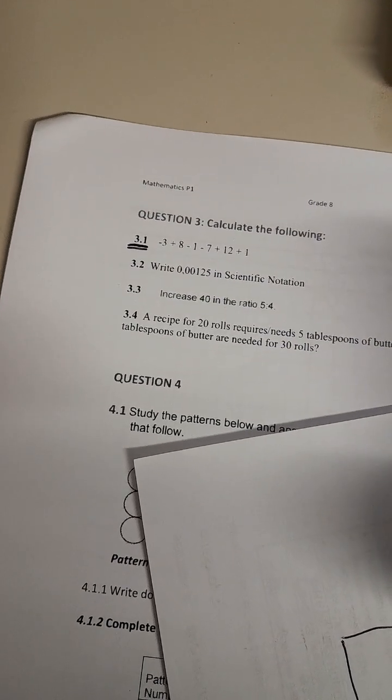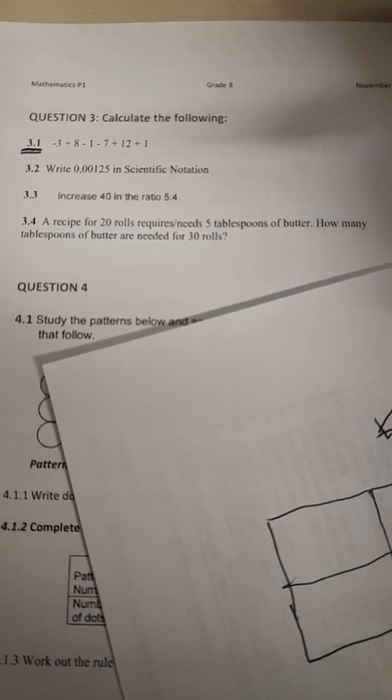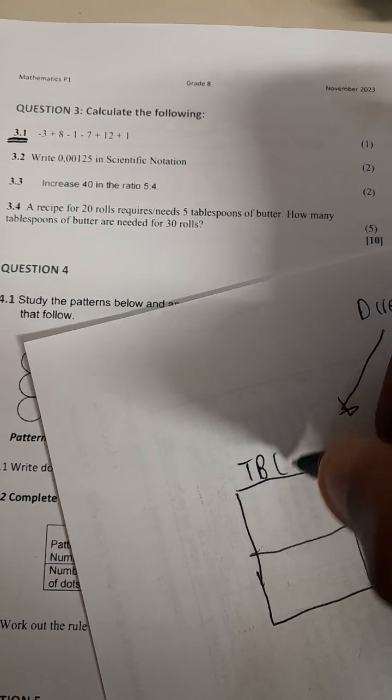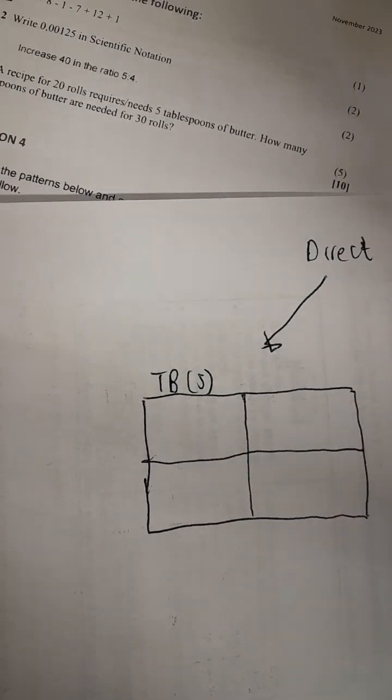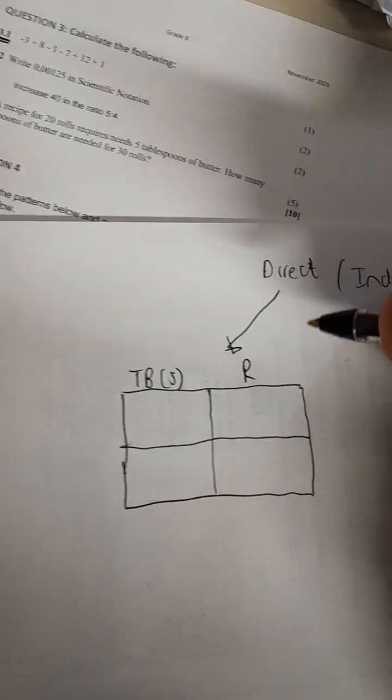And in this table, we are going to look at the quantities that we have. So the quantities that we have, what are we asked? We are required to find out how many tablespoons of butter. So I'm going to say tablespoons of butter. I'm just going to use TB for that, tablespoons, and then I'm going to use R for recipe for rolls.